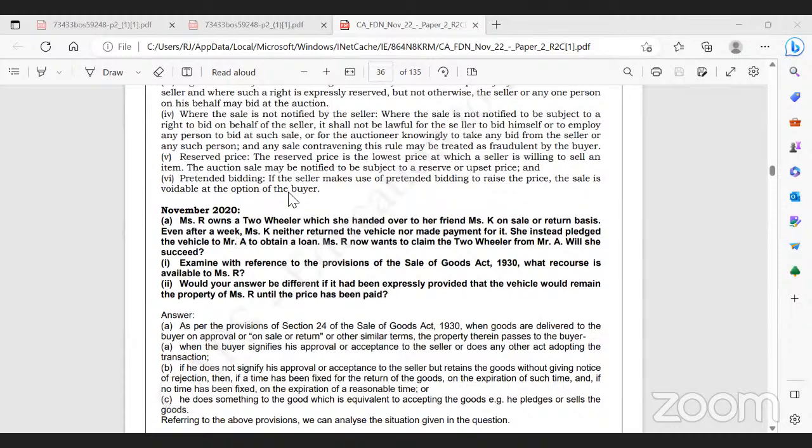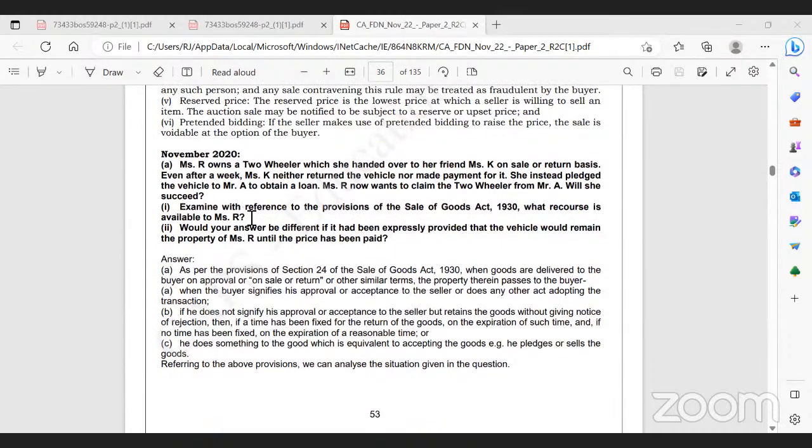Ms. R owns a two-wheeler, which she handed over to her friend, Miss K, on sale or return basis. Even after a week, Miss K neither returned the vehicle nor made payment for it. She instead pledged the vehicle to Mr. A to obtain a loan. Ms. R now wants to claim the two-wheeler from Mr. A. Will she succeed? No. Examine with reference to the provisions of the Sale of Goods Act 1930, what recourse is available to Ms. R? And second sub question, would your answer be different if it had been expressly provided that the vehicle would remain the property of Ms. R until the price has been paid?